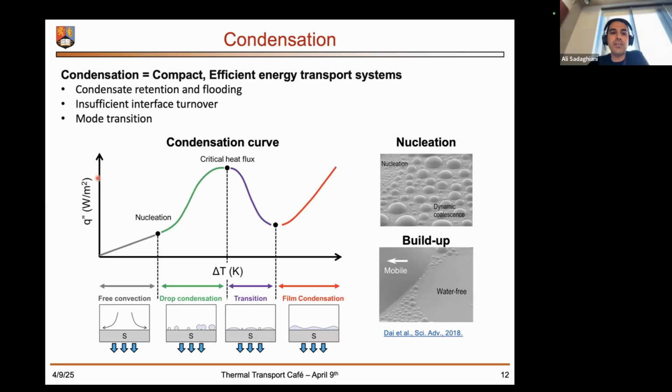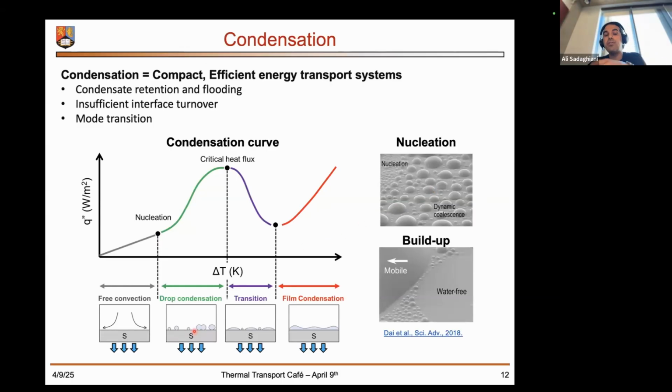So in a condensation diagram on a typical surface, we similarly start to observe free convection on the cold surface. After some point, we have nucleation, and we start to observe droplets on the cold surface. The nucleation of the droplets and later on the coalescence between the droplets critically affect the condensation performance.